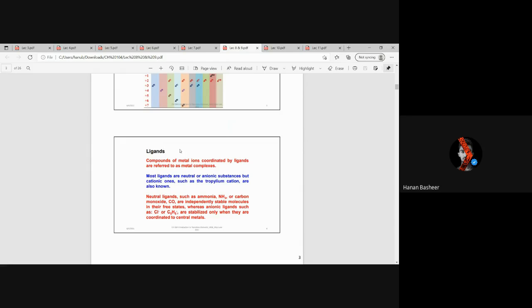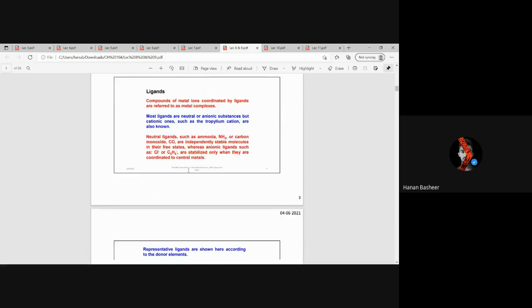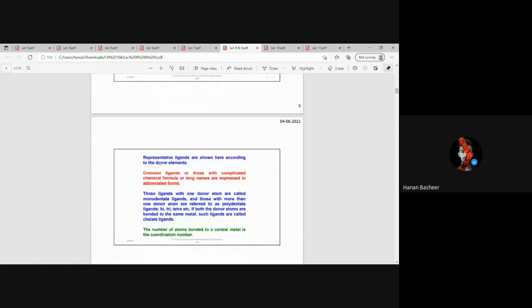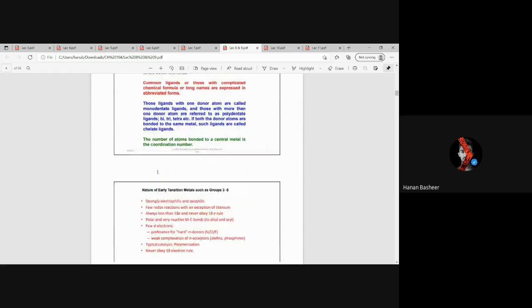Ligands: the compounds of metal ions coordinated by ligands are referred to as metal complexes, and representative ligands are shown here according to the donor element. Common ligands with complicated chemical formulas or long names are expressed in abbreviated forms. The number of atoms bonded to a central metal is the coordination number.